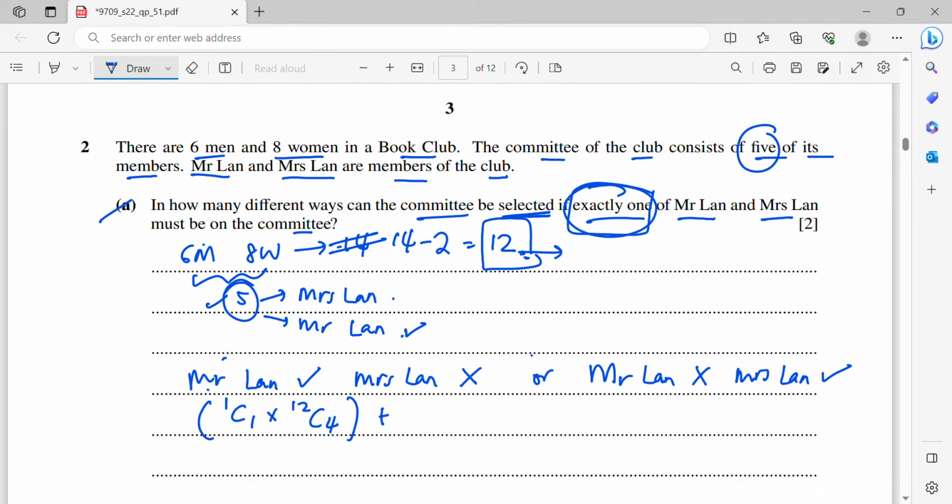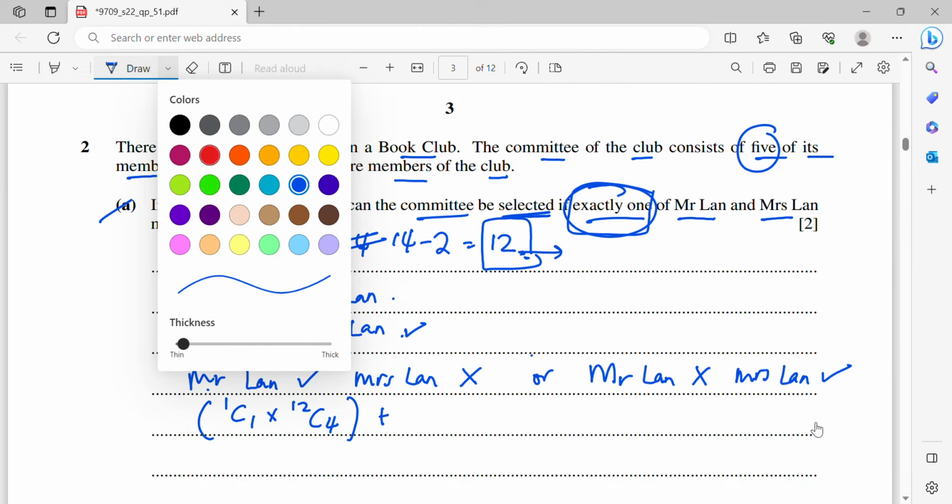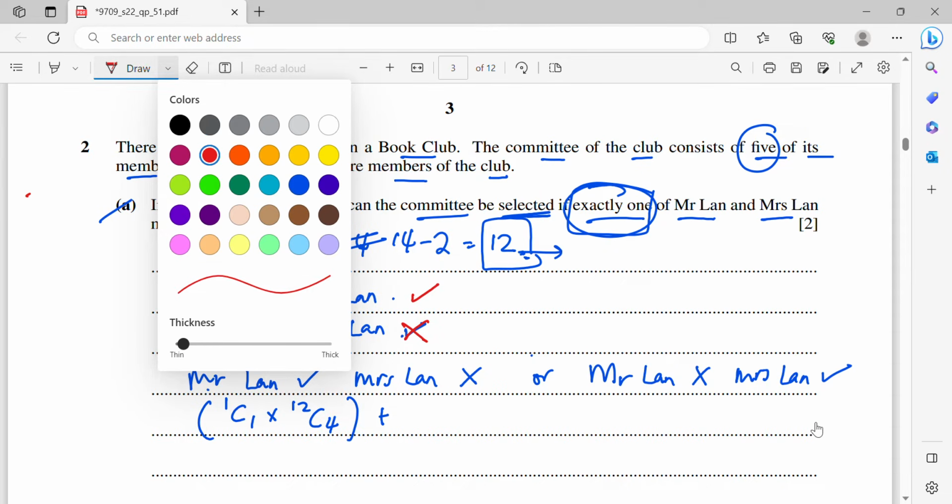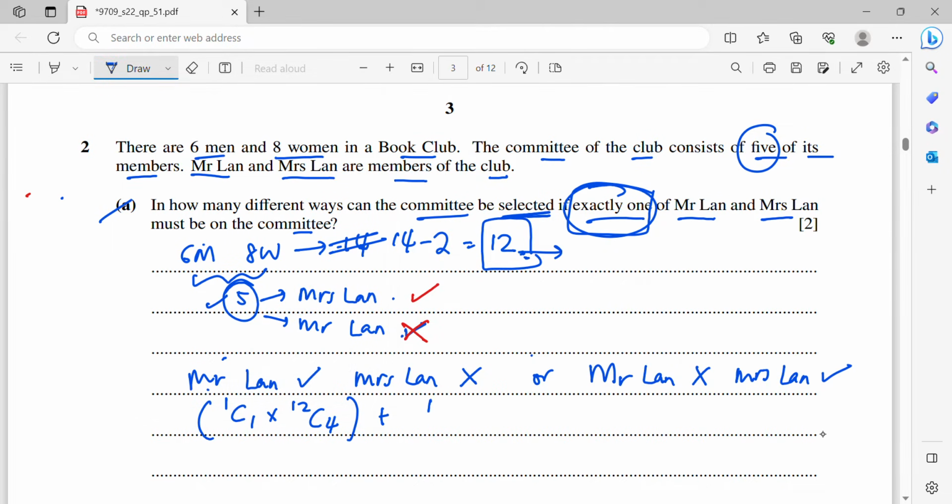Plus. Now another option is Mr. Lan is not selected. Okay, Mrs. Lan is selected. So now again, when Mrs. Lan is selected, means 1C1. You can just ignore the 1C1 if you want. Okay, if not, you can just write 1C1 to represent Mrs. Lan is selected. And at the same time, make sure you don't choose a Mr. Lan. Alright, that means we still need to minus 2. So we have to minus both.